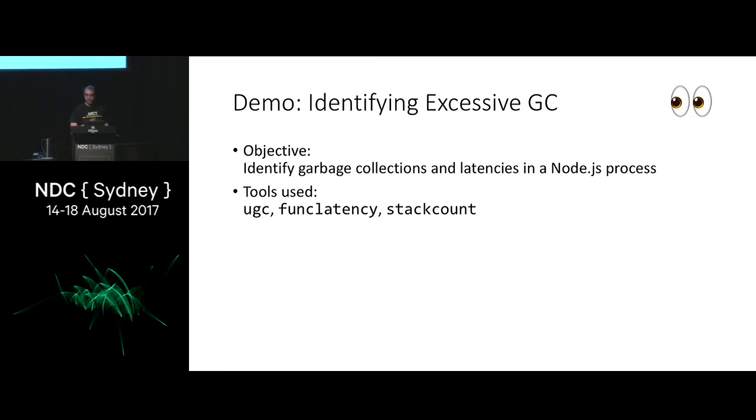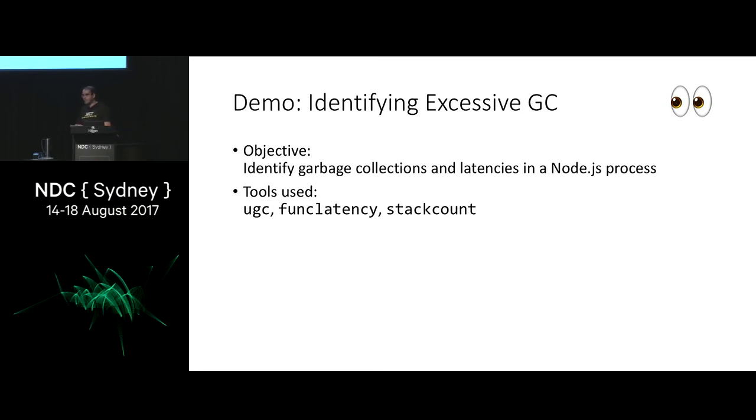And I want to do it through a scenario, which is identifying excessive garbage collections. So suppose you have this Node process that's doing lots and lots of garbage collections. It's not actually as uncommon as it might sound. High CPU load is more common than excessive GC, and probably various kinds of networking issues are more common than excessive GC. But I've seen my share of excessive GC issues as well.